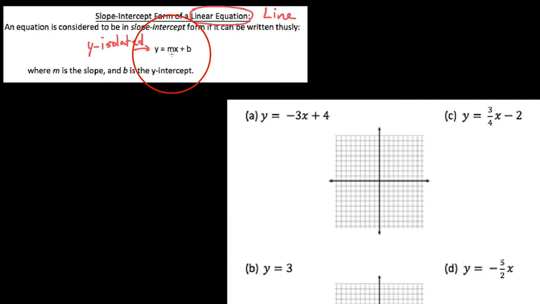We also notice on the right side here we have a number in front of our x. We usually refer to this as the coefficient of a variable, so we say coefficient of x. We have some constant here. We're going to say this is b, a constant.